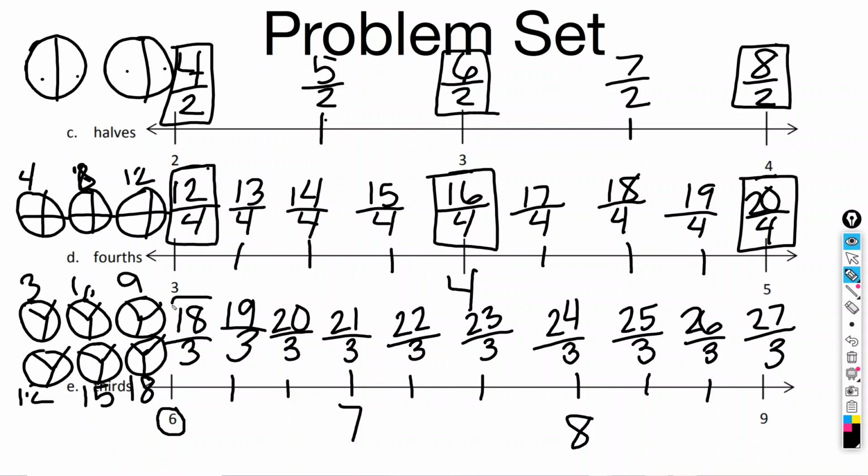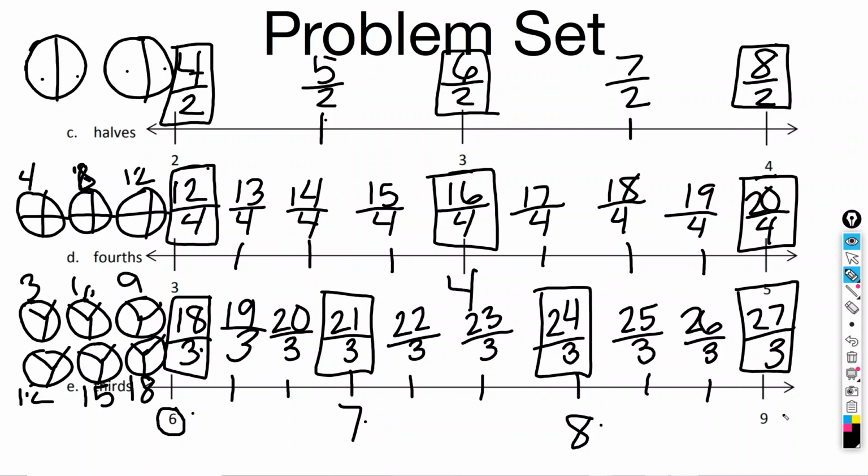Then they want us to put a box around each whole. 18 divided by 3 equals 6. 21 divided by 3 equals 7. 24 divided by 3 equals 8. 27 divided by 3 equals 9. Don't worry if you're not familiar with the division trick yet. We'll work on that in the future. Mostly drawing the picture to help you figure out your whole numbers is what I want you to focus on first. So if there's any questions that you have, just post them in Google Classroom, send me an email, or comment on the YouTube video.